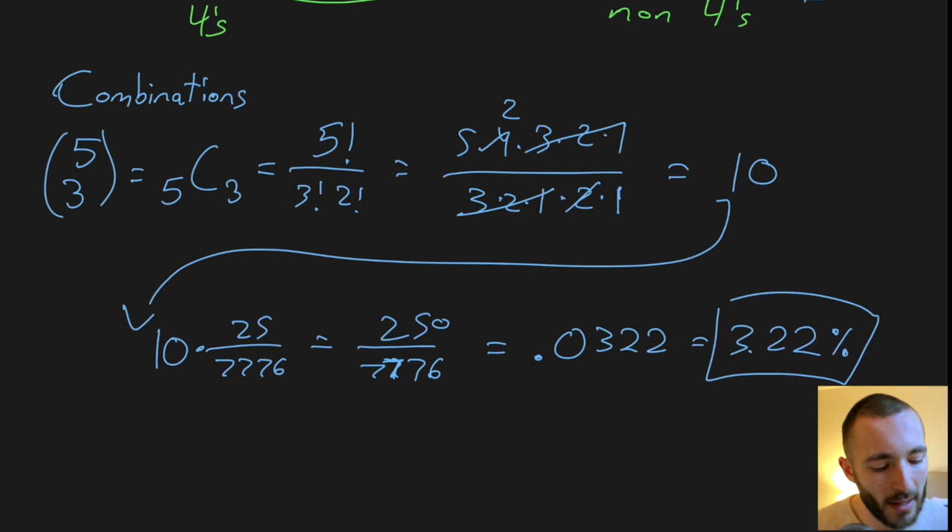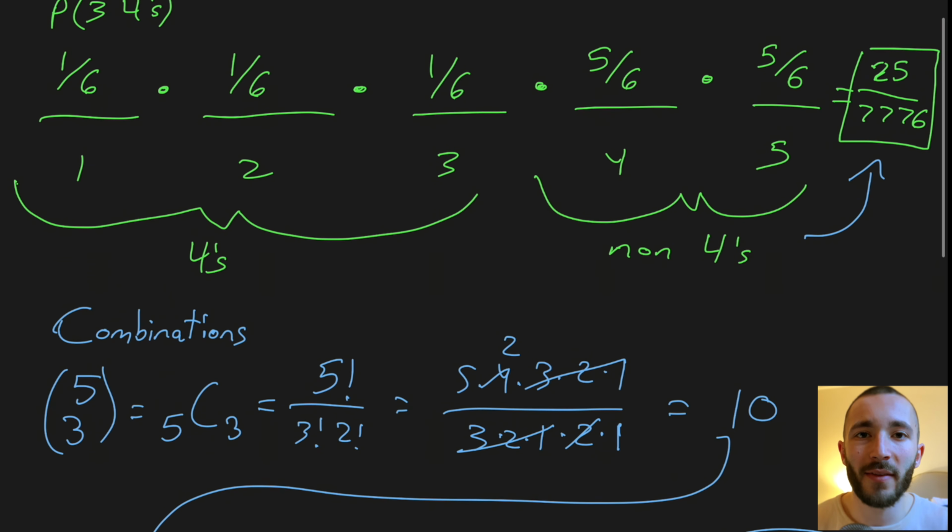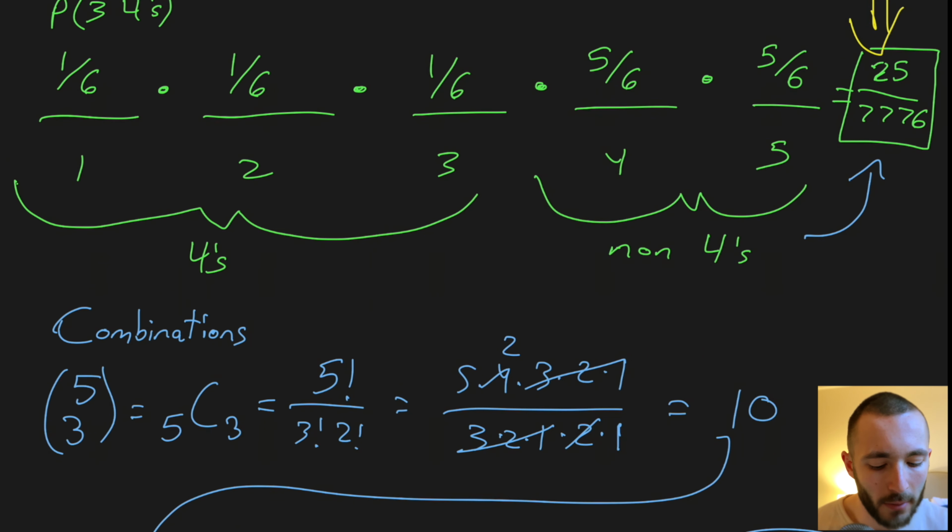And the reason that we had to multiply this initial fraction by 10 is because there's 10 different ways that we could have gone about writing this out. Multiplying 3 1/6 by 2 5/6.